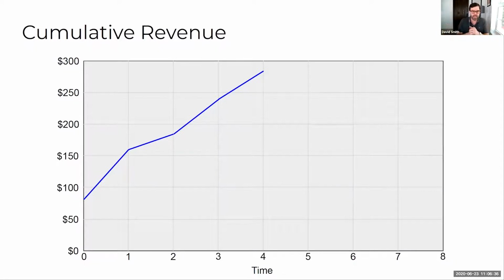Then in month 1, the next month, they spent another $80. Their cumulative revenue gets up to 100 or so. Then in month 2, they spend another $20 with us, 180. Then month 3, they spend another $60, and now they're up to 240. Then they spend another 40, they're up to 280, and you get the idea. They keep spending money, and therefore their cumulative revenue continues to grow.